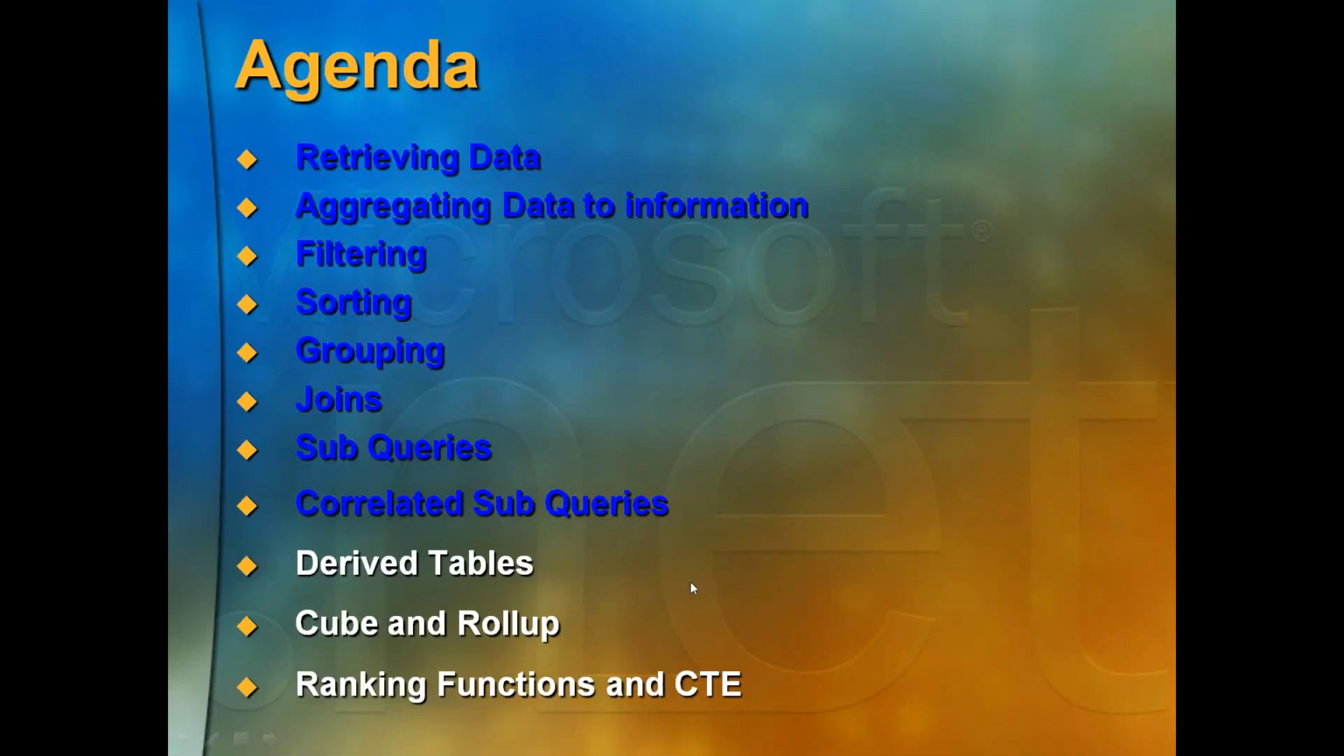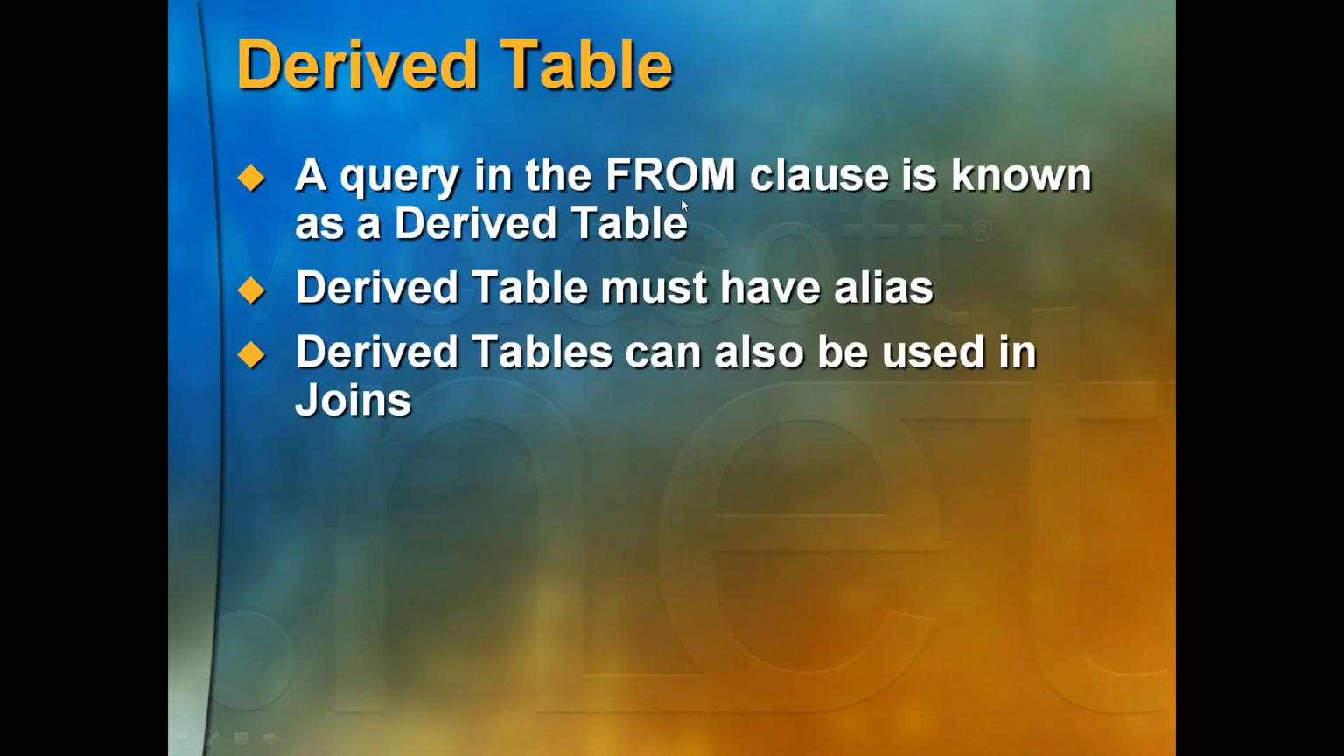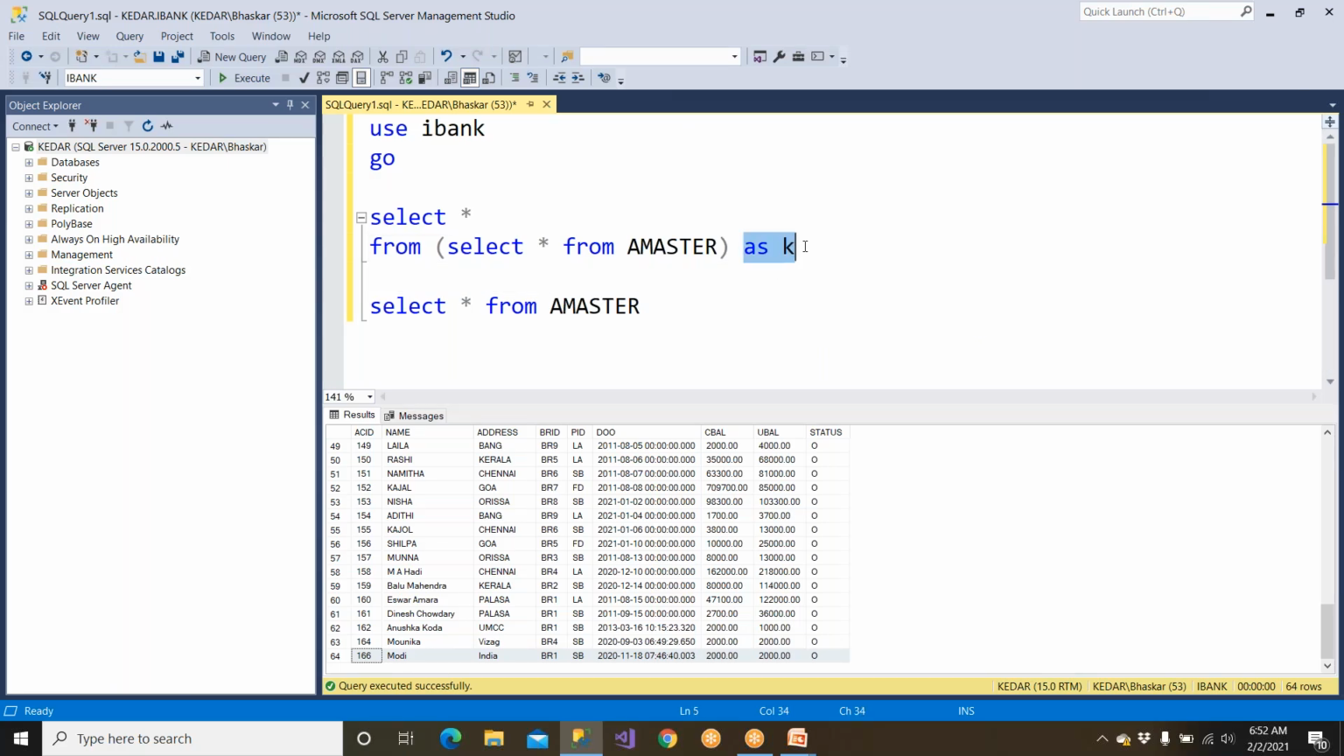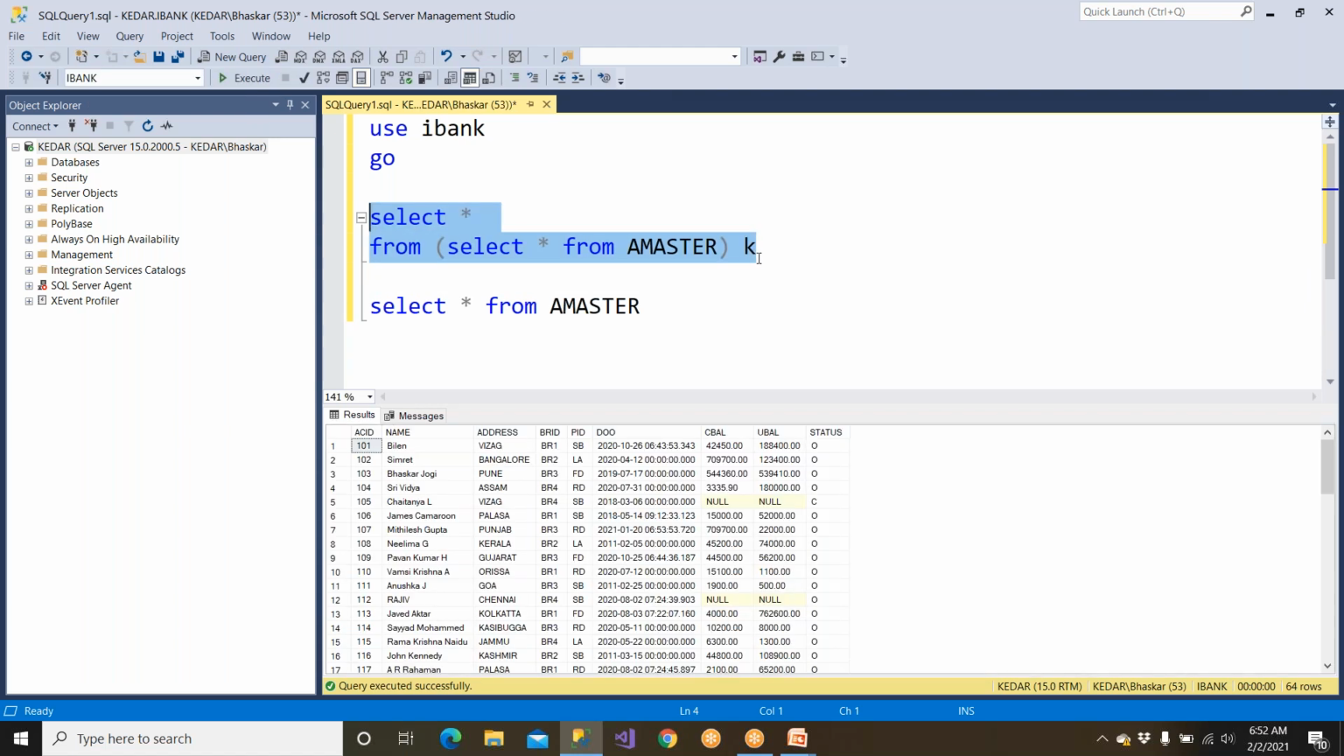A derived table is this. A query in the from clause is called a derived table. A derived table must have an alias, so you can give any name like this. The AS keyword is not compulsory, you can simply give a space and k. What is k? K is an alias. So you should be able to execute like this.